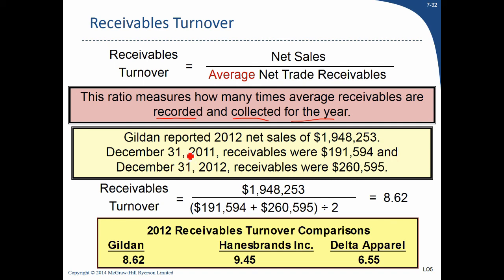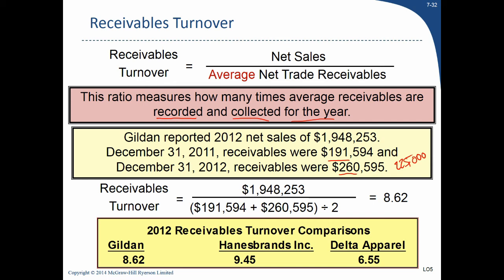So this company, Gildan, reported net sales of 1.948 million. And it says at the end of last year, receivables were 191,000. At the end of this year, they're 260,000. So our average trade receivables is somewhere in between there, 225,000. Okay.